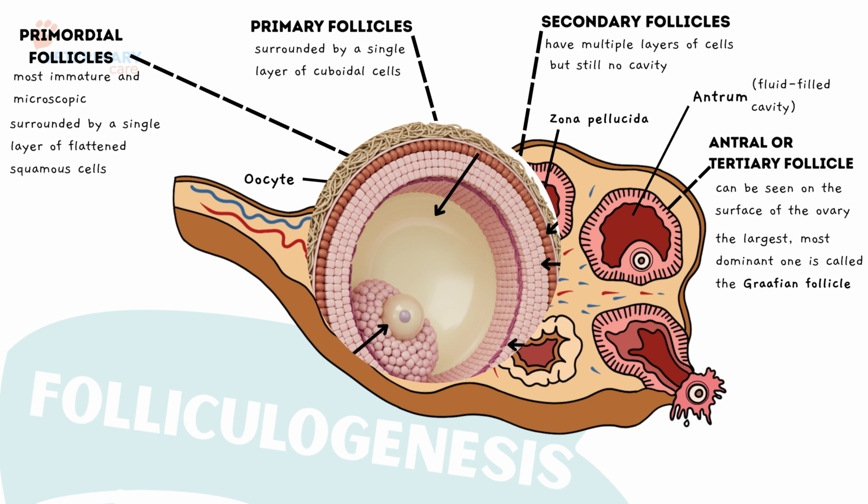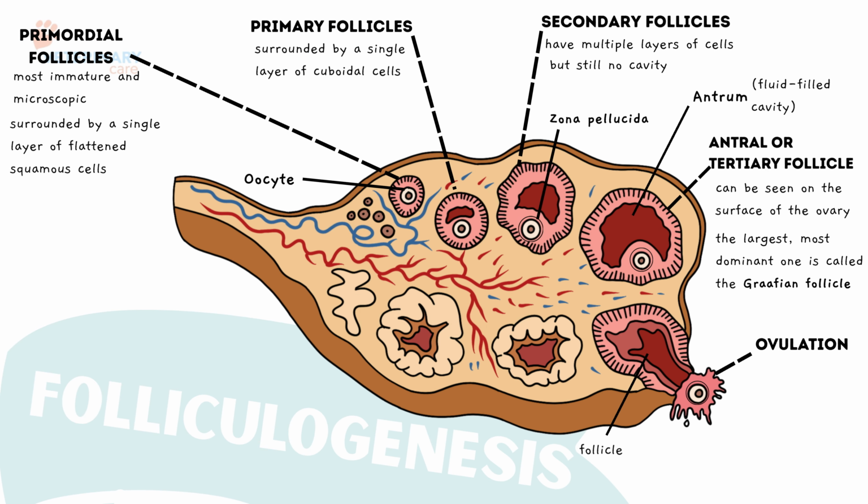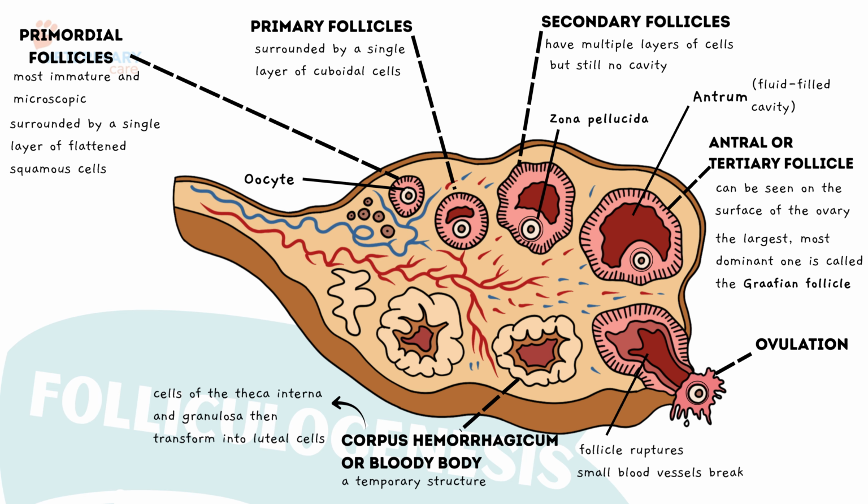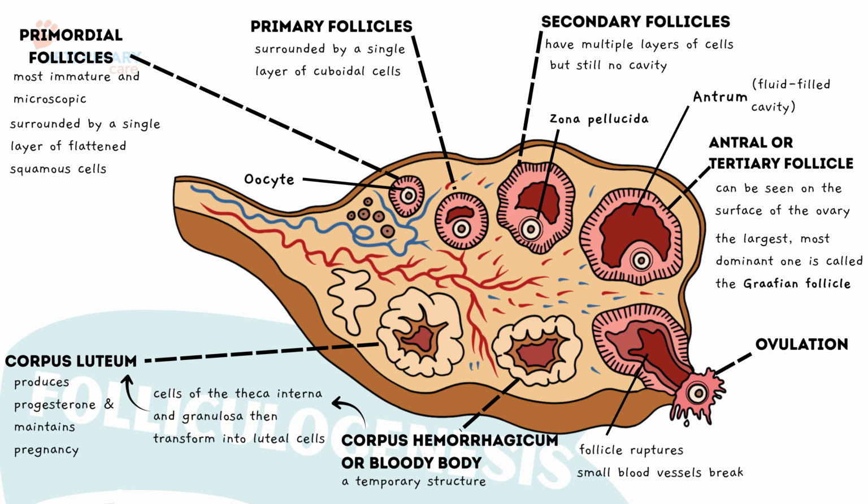When ovulation occurs, the follicle ruptures, small blood vessels break, and a temporary structure called the corpus hemorrhagicum, or bloody body, is formed. The cells of the theca interna and granulosa then transform into luteal cells, forming the corpus luteum, which produces progesterone and maintains pregnancy.